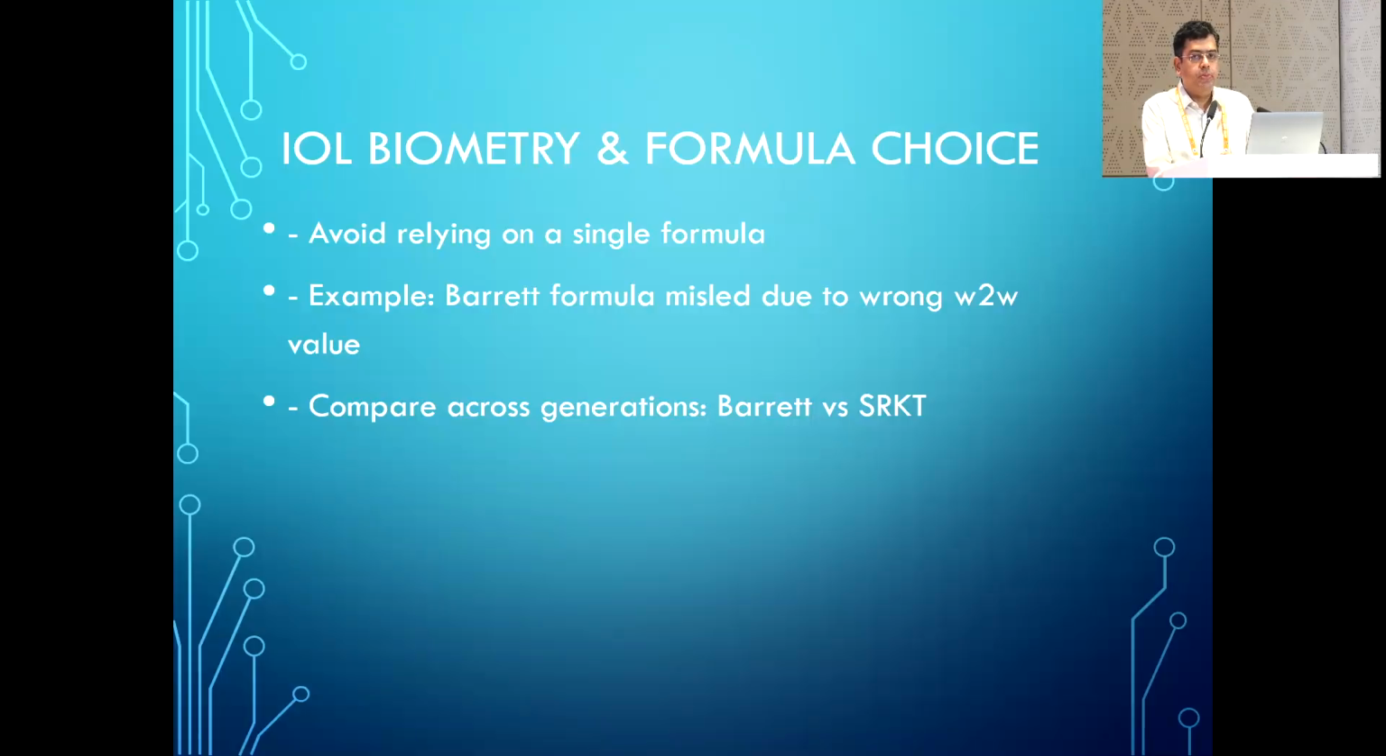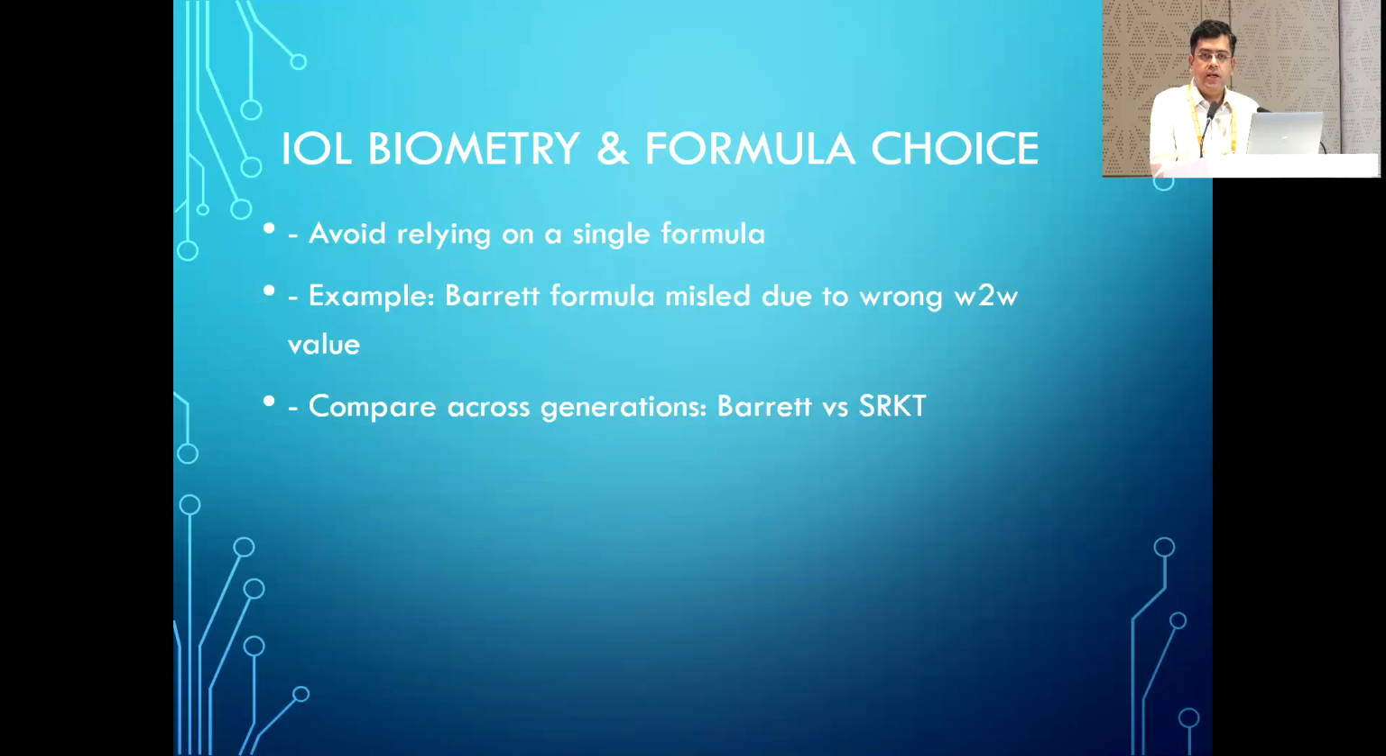When you look at the biometry, I don't want to emphasize that you need to have a good biometry, but one thing which I found was that you should never rely on a single formula. Even with the good high-end optical biometers we have today, what happened to me was a patient in whom the Barrett formula gave one value and the SRK/T gave another value. I went with the Barrett formula because I was using only the Barrett formula, and then I was in for a surprise. The reason being, in that patient the white-to-white measured by the IOL biometry was around 7 millimeter.